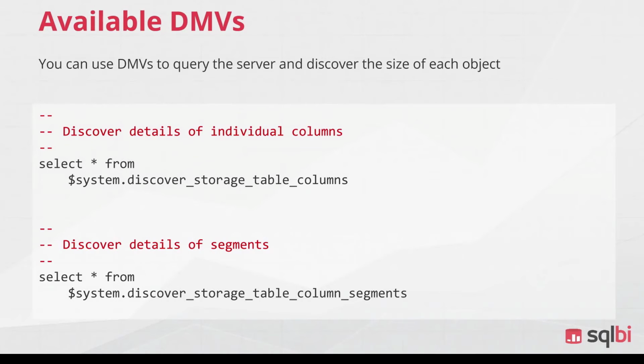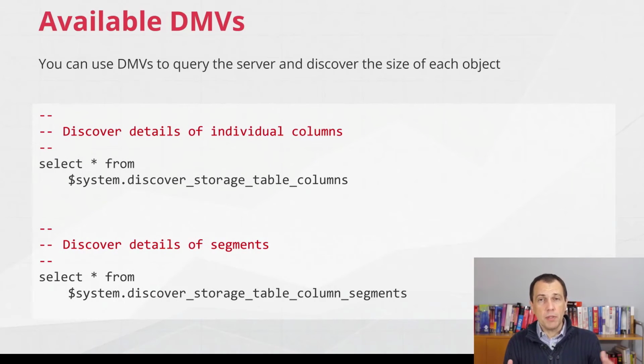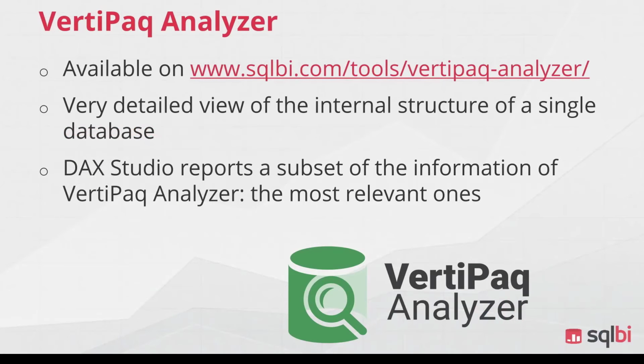So in order to understand how we are consuming the memory, because if we want to optimize the memory for our model, we want to investigate how the memory is used by the different columns, we have out-of-the-box data management views, which are queries that we can send to the engine, to Analysis Services, or to Power BI, in order to retrieve information about the data distribution in tables and columns for your database. However, querying these views is possible, but is already made by a tool that we have made available on SQLBI, which is VertiPaq Analyzer.